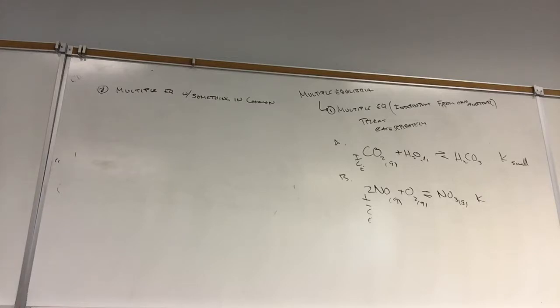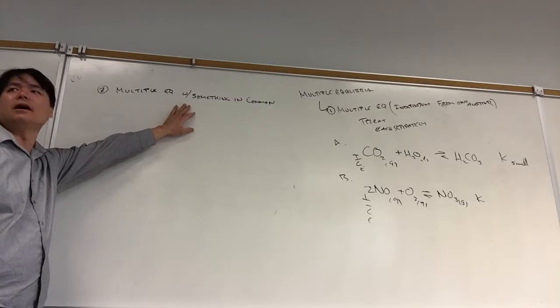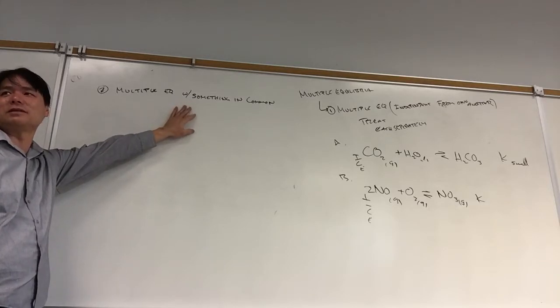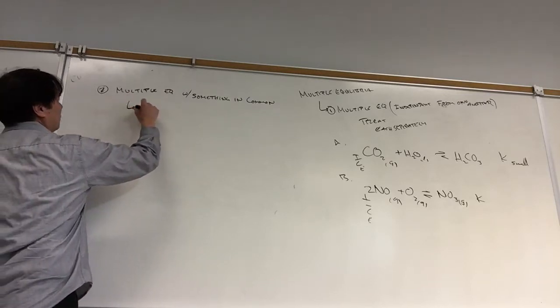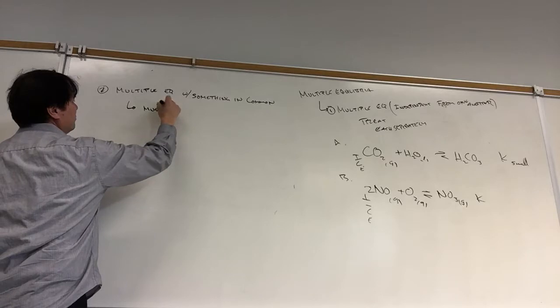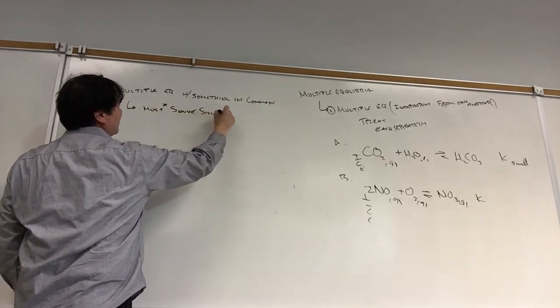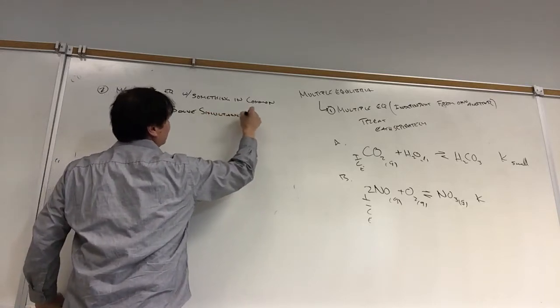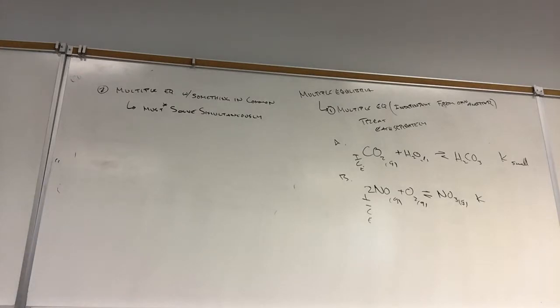All right, and so if we have multiple equilibria with something in common, then we have to solve the equilibria simultaneously. That's hard. Let me put a little asterisk here. Solve. You're right, it's hard. We have to solve it simultaneously. That's a proper way to do it, but there are some tricks that we can do to save us from having to do that.